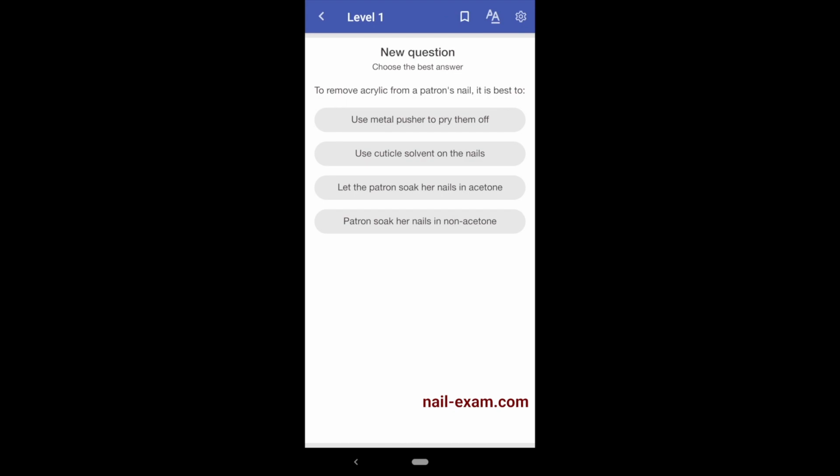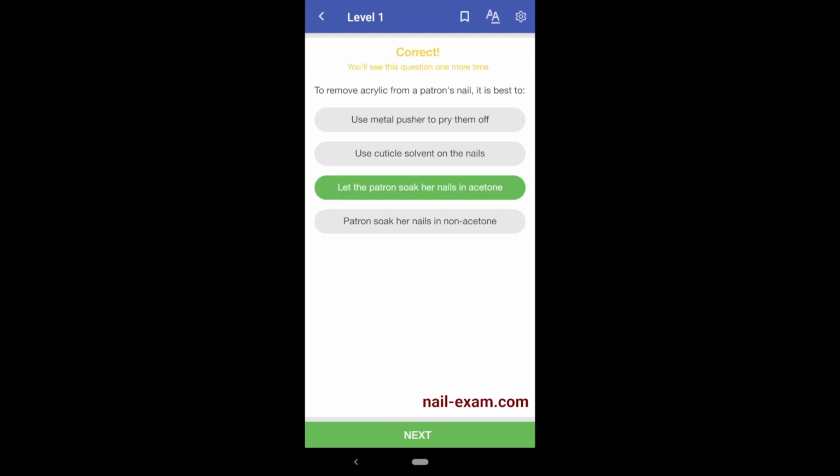To remove acrylic from a patron's nail, it is best to: A. Use metal pusher to pry them off. B. Use cuticle solvent on the nails. C. Let the patron soak her nails in acetone. D. Let the patron soak her nails in non-acetone. The answer is C.